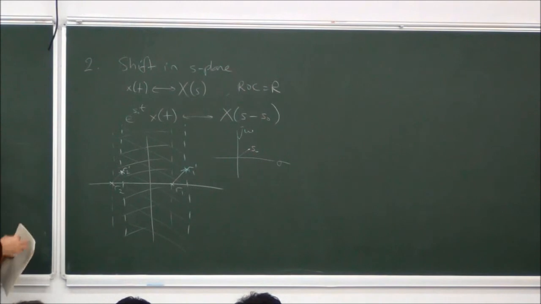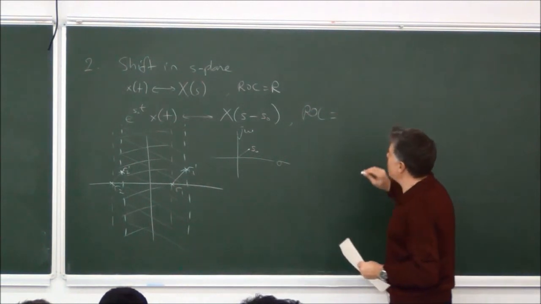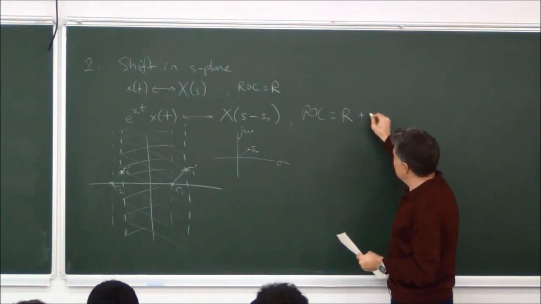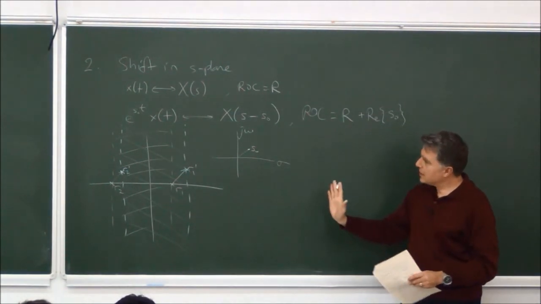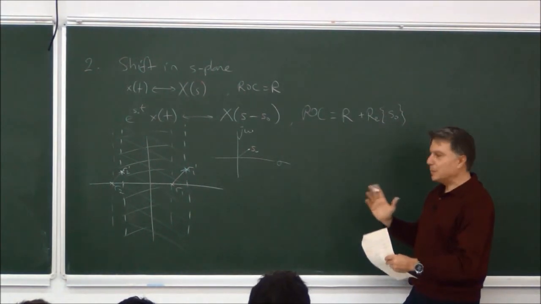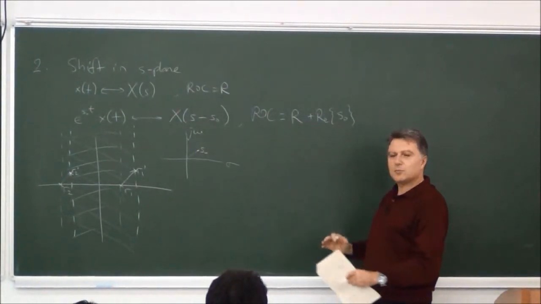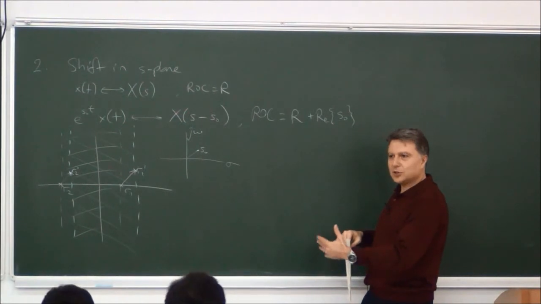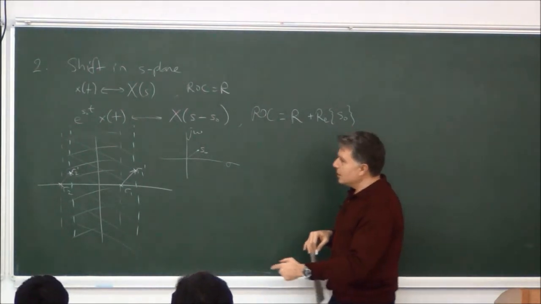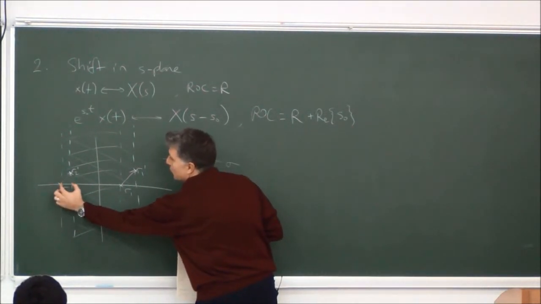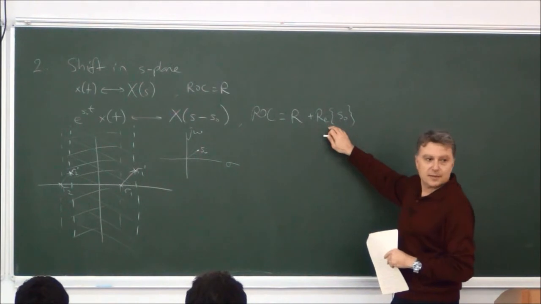The expression used by the book is this. The new region of convergence is the same R plus the real part of S0. Because as you see, the horizontal shift depends on this real part magnitude. If the poles are moving vertically, then it wouldn't change the region of convergence because the vertical lines will not change. So the vertical lines are changed only by the real part of this new S0. And that's how they define it.